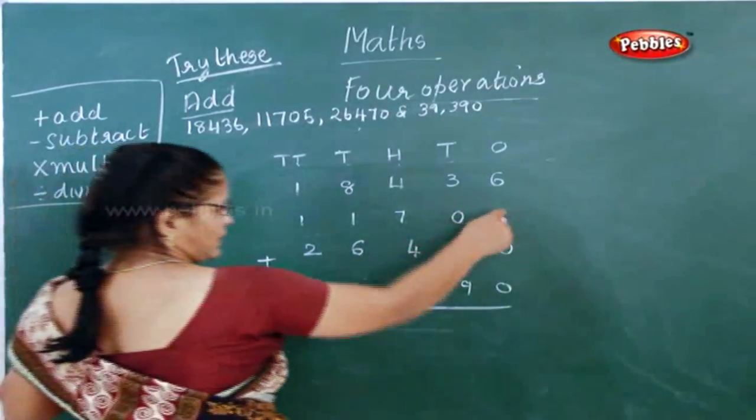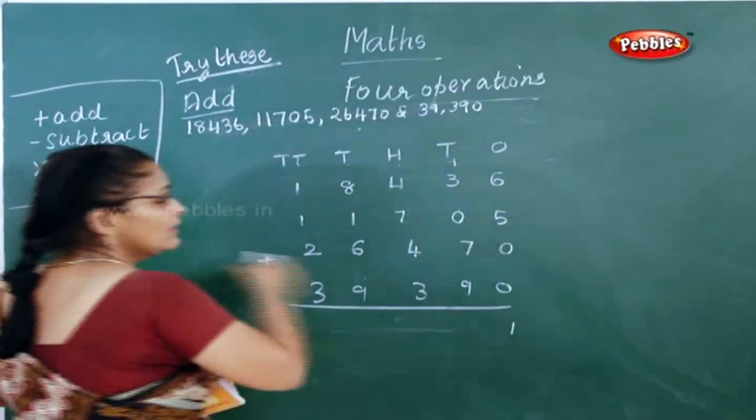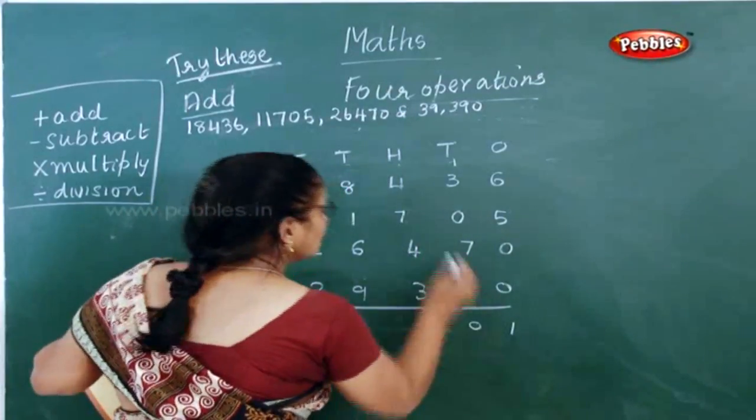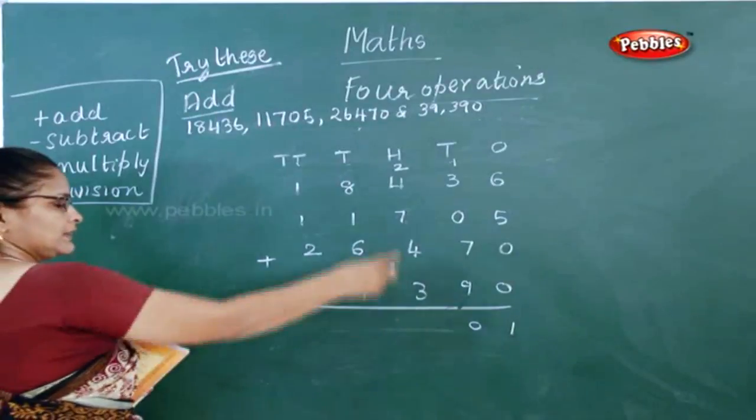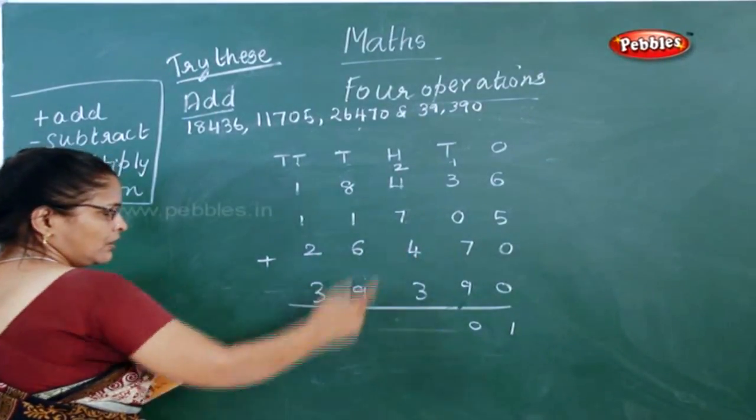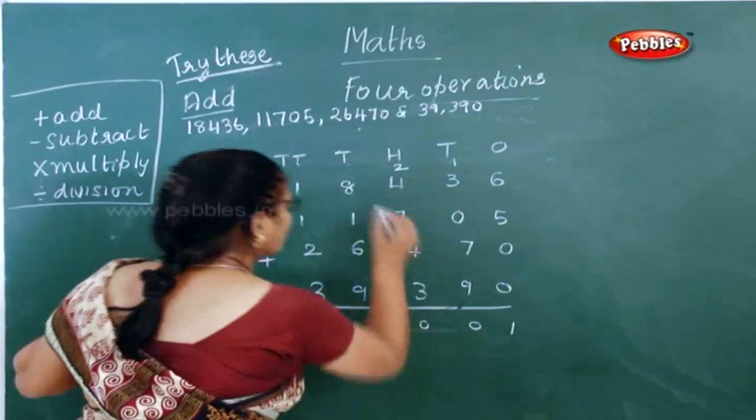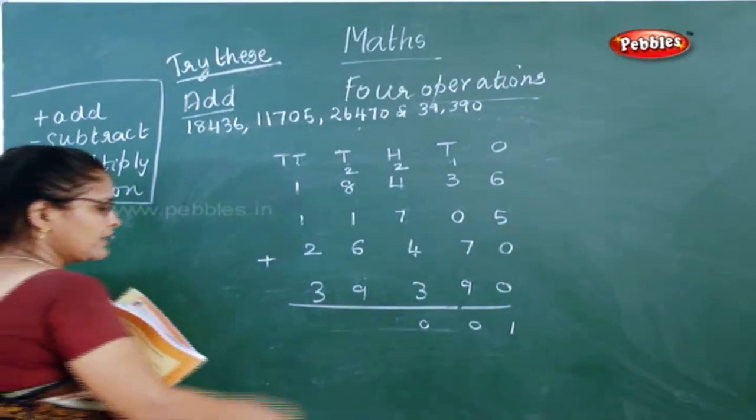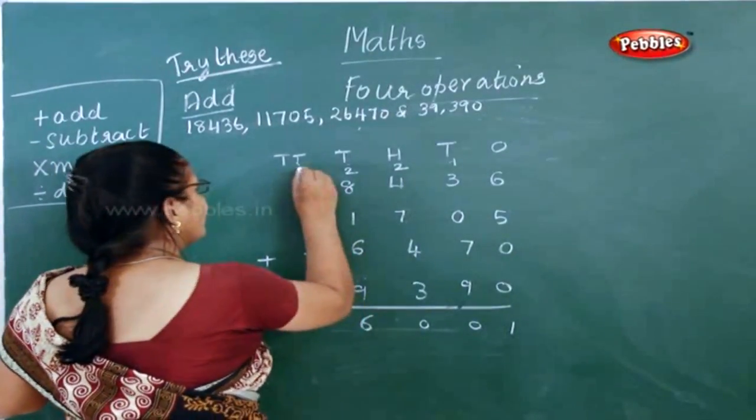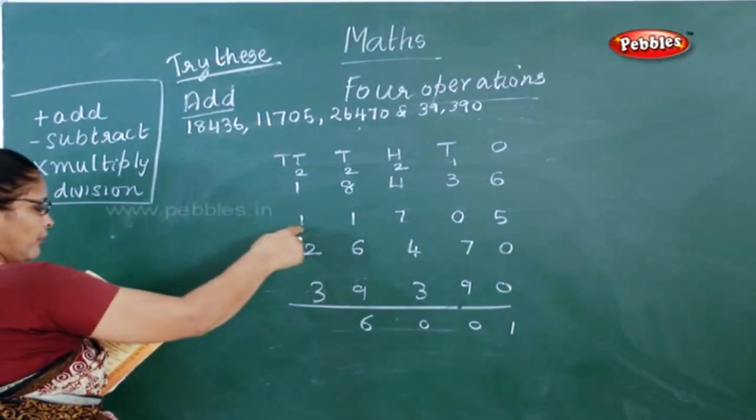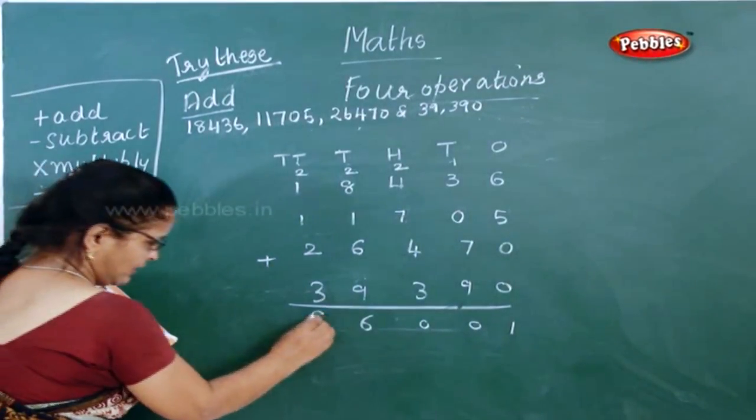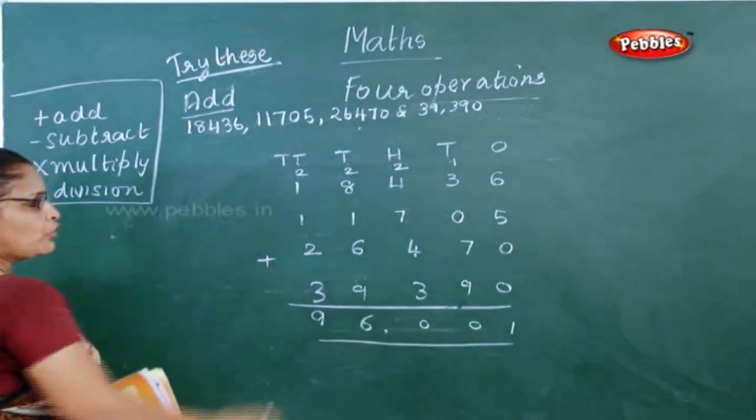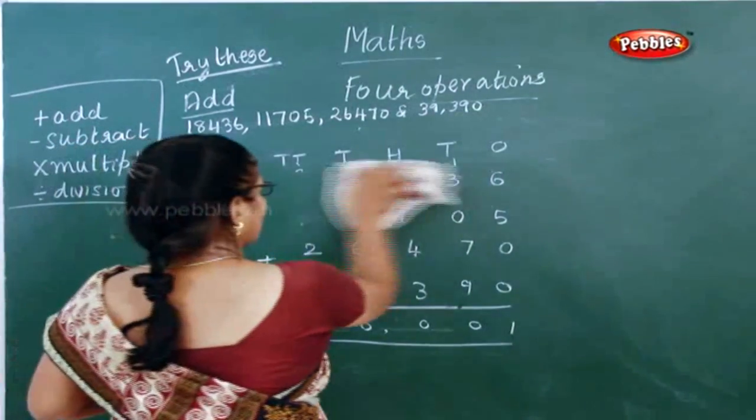Now you have to add it. 6 plus 5 is how much? 11. 1 carried. 3 plus 1, 4. 4 plus 7, 11. 11 plus 9, 20. 4 plus 2, 6. 6 plus 7, 13. 13 plus 4, 17. 17 plus 3, 22. 8 plus 2, 10. 10 plus 1, 11. 11 plus 6, 17. 17 plus 9, 26. Now what is the answer? 96,001. So this is how you have to do your sum. Now one more sum I will do.